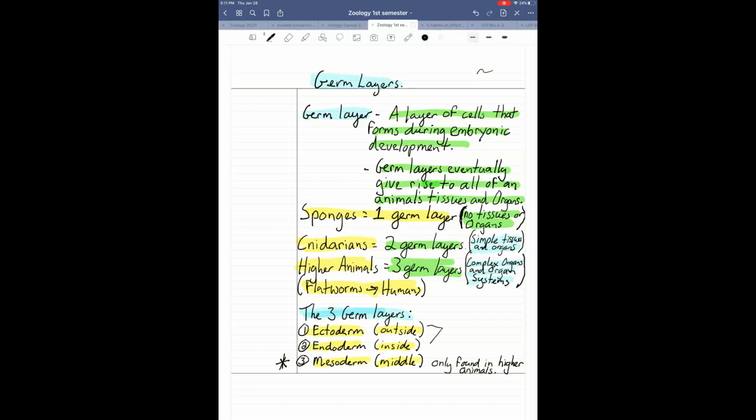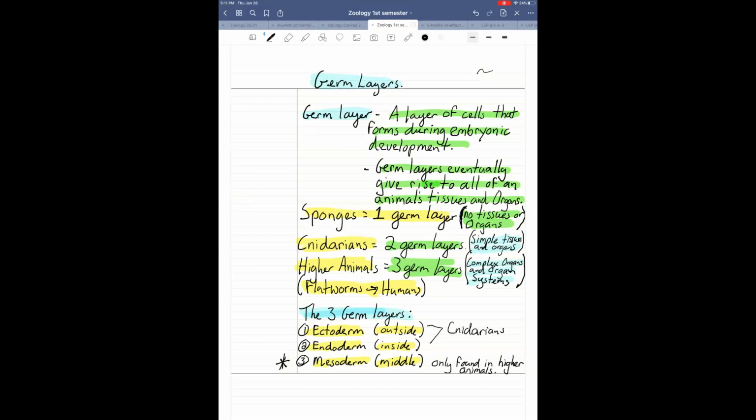Now if we look at cnidarians, cnidarians have ectoderm and endoderm. So they have this outside germ layer and this inside germ layer. The endoderm gives rise to the gastrovascular cavity, and the ectoderm gives rise to their outside layer, or what we would call the epidermis.